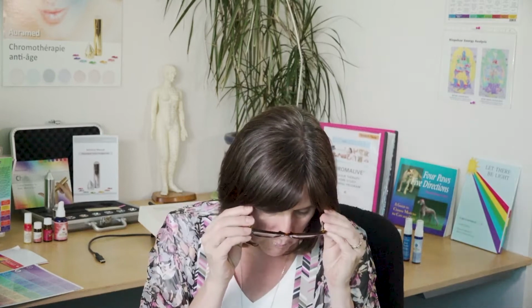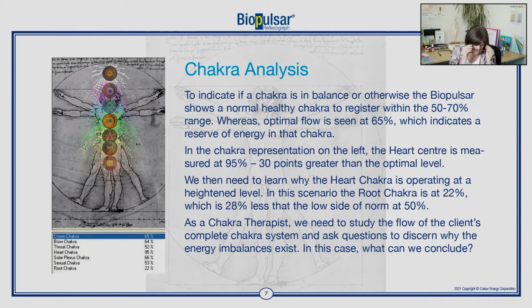Okay, so I engage the client to find out why their heart chakra is strong and why their root chakra is weak. And when we look at the number value difference, we're looking at 95 to 22, so that's a 73-point spread difference. That's huge. I want to see the chakras flowing within a 20-point spread. I want to see that communication, ideally, even within a 5 or 10-point spread. However, the reality is I don't always see that with people.